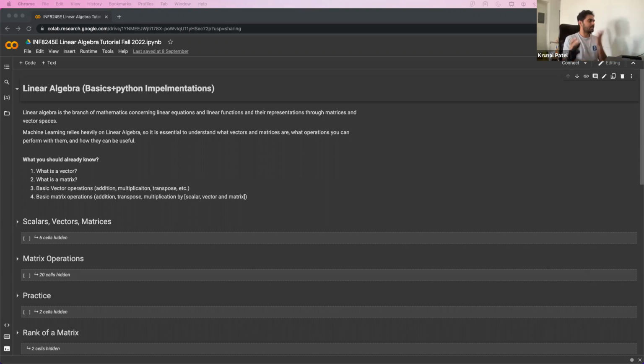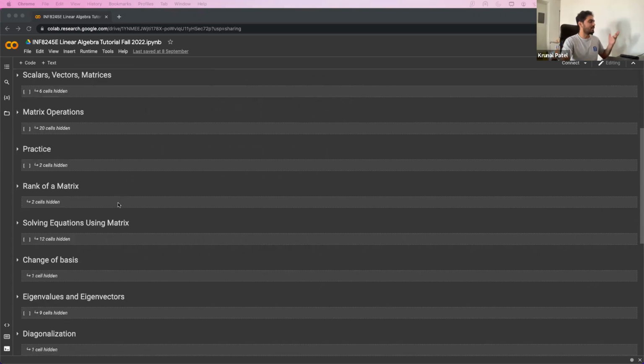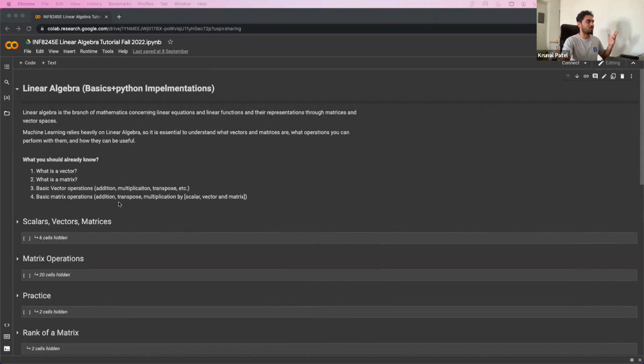Let's get started. Before we start the tutorial, you should already be familiar with what a vector is, what a matrix is, and some basic vector and matrix operations like addition, multiplication, and transpose. For a matrix, you need to know how to multiply it with a scalar and with a vector or a different matrix, right? This is very basic stuff, so we will not be covering any of those things in this tutorial. We'll be covering a lot of other things which I think are needed for both of these courses.